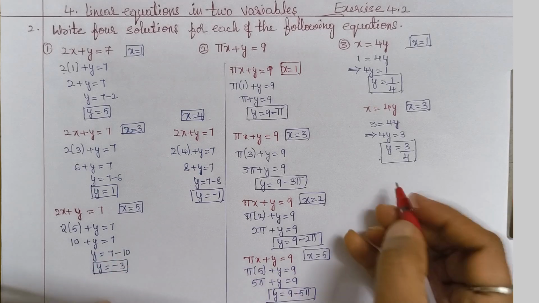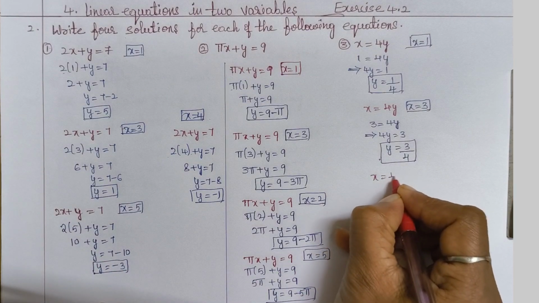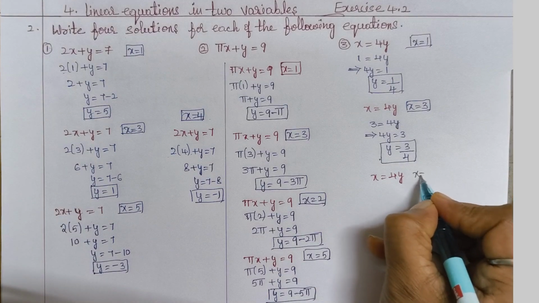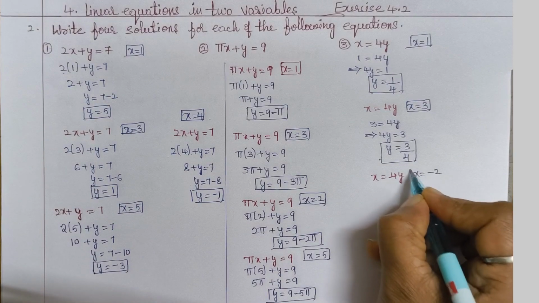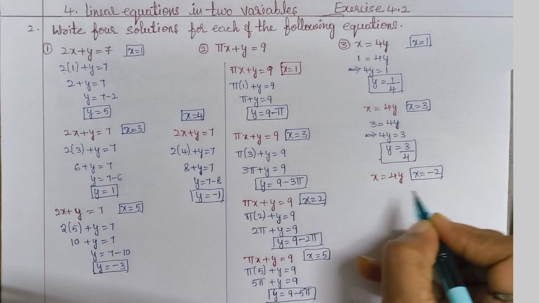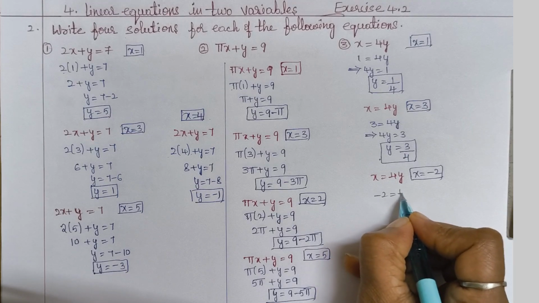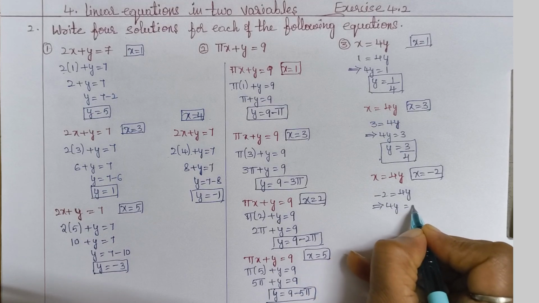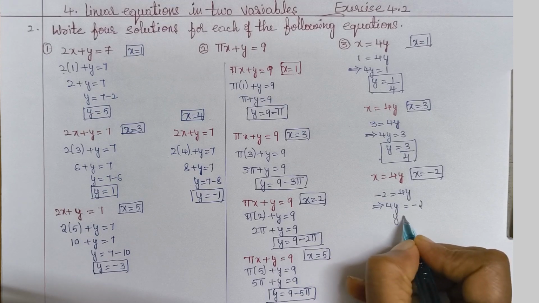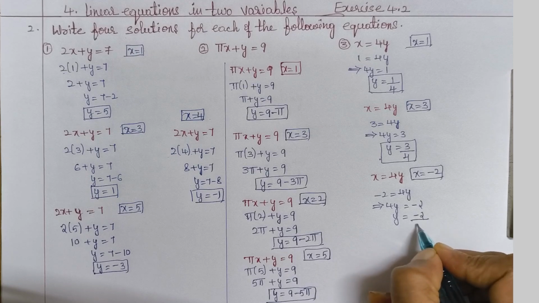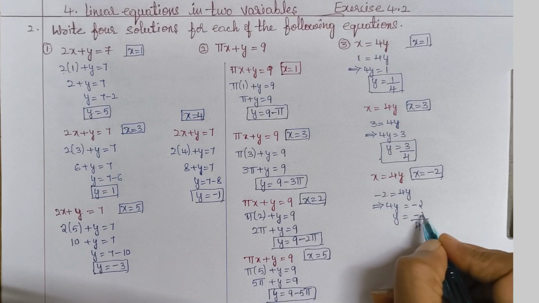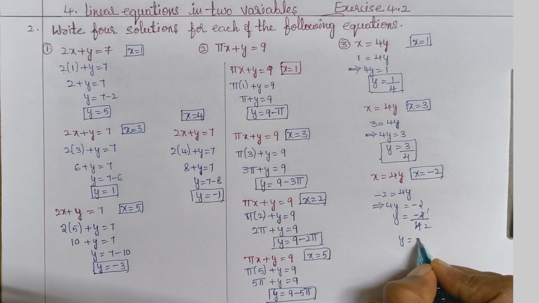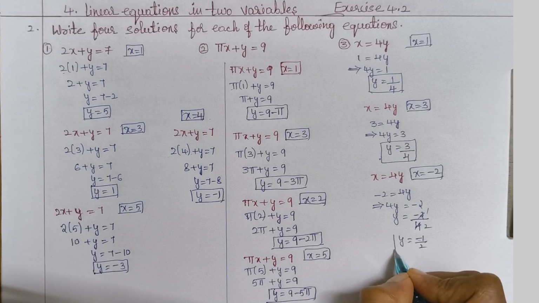Again we will do 2. See here, x is equal to 4y. Any negative number also you can take. X value, what is there? Minus 2 you take. X value is minus 2. See here, minus 2 is equal to 4y. Reverse you write: 4y is equal to minus 2. Y is equal to minus 2 divided by 4. Any cancel possible, we can cancel it. 2 ones are 2, 2 twos are 4. So what is the y value? Y is equal to minus 1 by 2 is the answer.